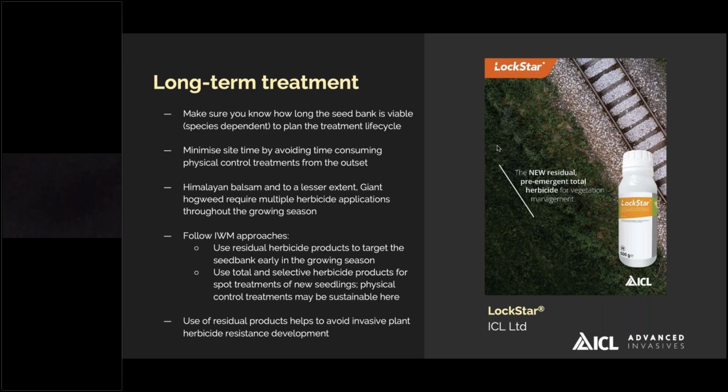Later, you can potentially introduce physical treatments, particularly for balsam, but certainly if you're managing large areas of balsam, getting on top of it with herbicides provides an economically sustainable advantage over time-consuming physical methods. In terms of Himalayan balsam and giant hogweed, you may require repeat applications of herbicide throughout the growing season. Certainly in my experience, we've had anywhere up to 3 or 4 flushes through the growing season, depending on the weather, that have successfully gone over to seed in the case of Himalayan balsam.